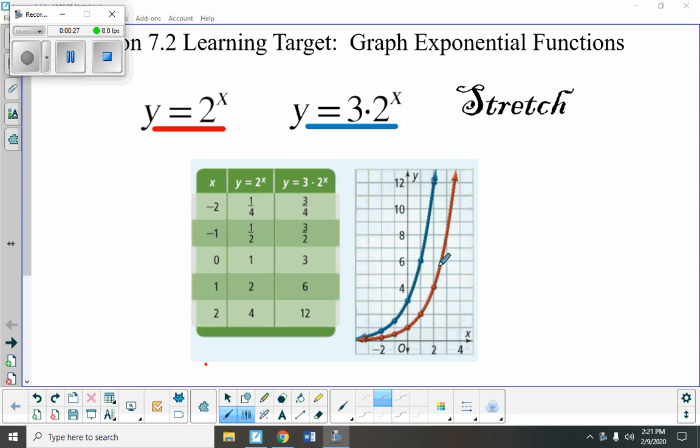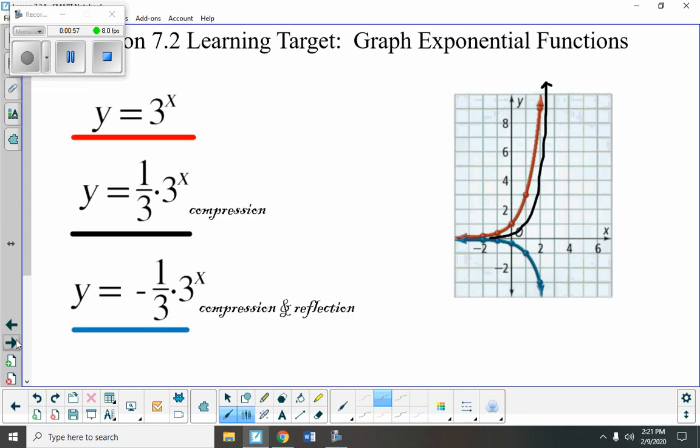Now, if you put a 3 in front, what that means is you take 3 times all of these values. For example, when x is equal to 0, your output is 1, but in the blue graph we multiply 1 times 3, so the output is 3. When there's a number greater than 1 in front of your exponential part, it is called a stretch. It's going to rise faster.